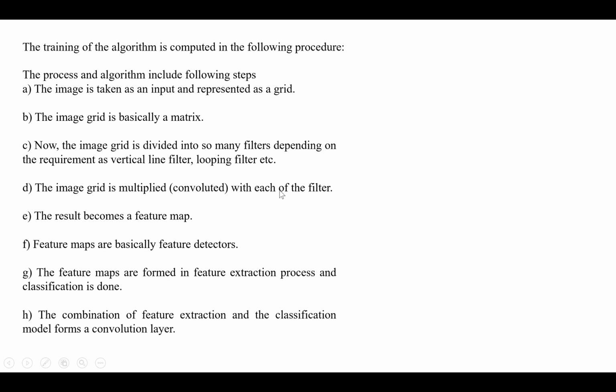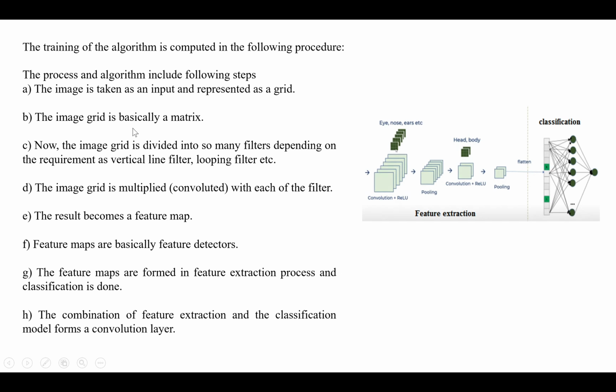In the following steps, the image is taken as an input and represented as a grid. The image grid is basically a matrix. Now the matrix is divided into many parts, like vertical line filter and looping filter. Here we can see the pooling, convolution and pooling sector also. The image grid is multiplied with each of the filters. The result becomes a feature map. The feature maps are basically feature detectors. The feature maps are formed in the feature extraction process and classification is done. The combination of feature extraction and classification models forms a convolution layer.